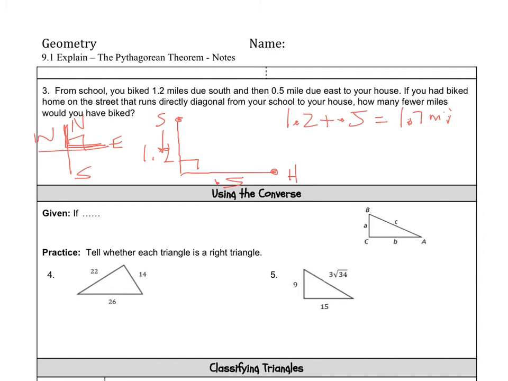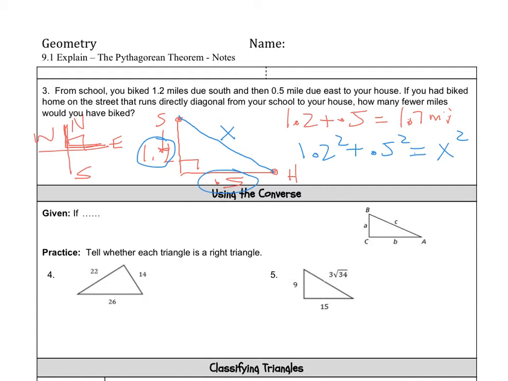What they're wanting to know is if you left the school and went diagonally, the blue line that I'm drawing here to home, would it be shorter? So what is that distance? So they're wanting us to find this distance. Well, isn't that the hypotenuse? So that's what we're going to find. All right, so the 1.2 and the 0.5, those are my legs. So 1.2 squared plus 0.5 squared equals my hypotenuse, or x squared.